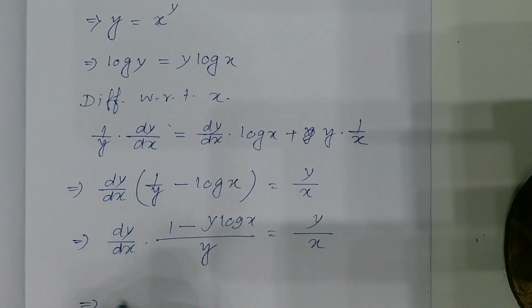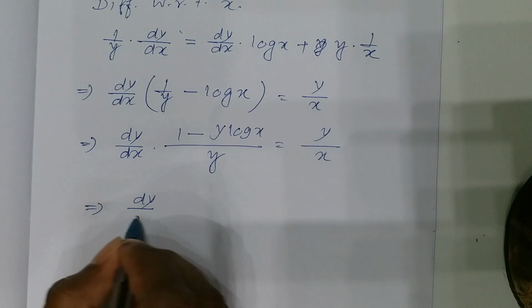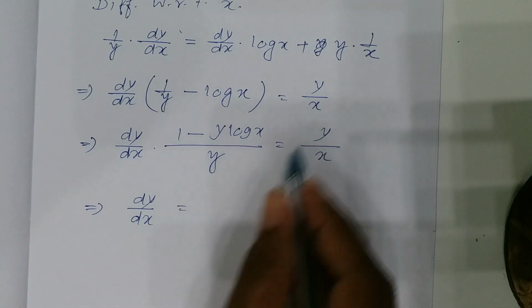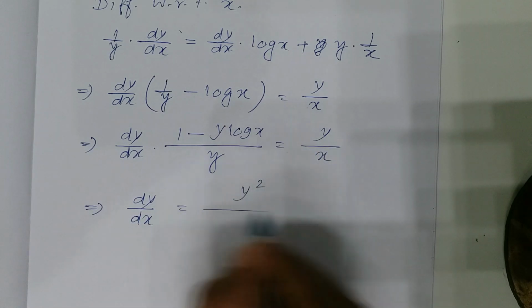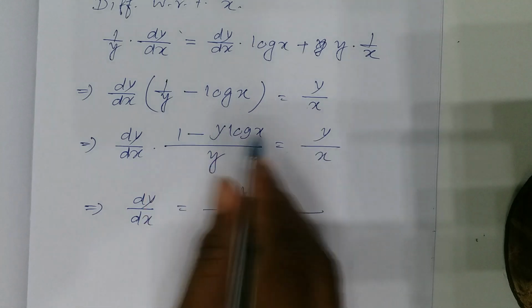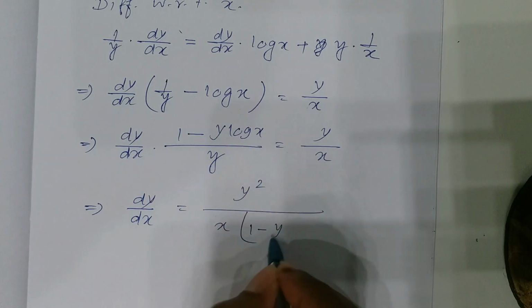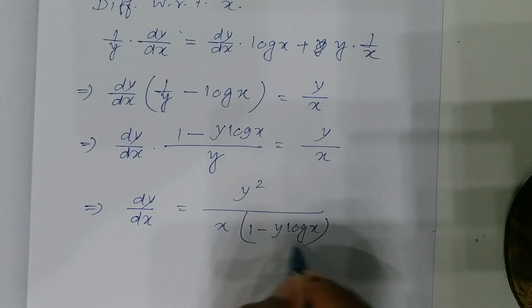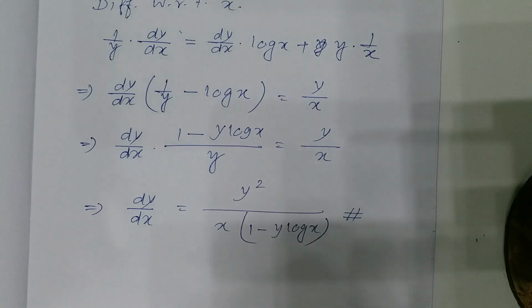And so from here you can write dy/dx is equal to, by cross product, y square divided by x into this total term 1 minus y log of x. So you may leave the answer here. So this is the process or method to solve the question involving symmetric infinite series.